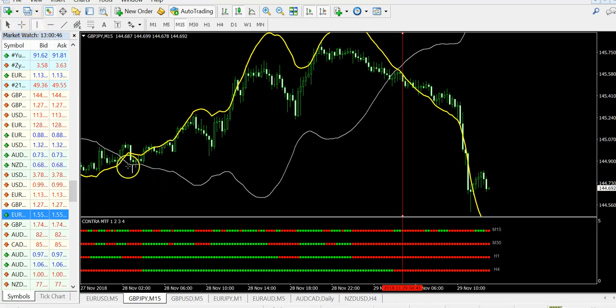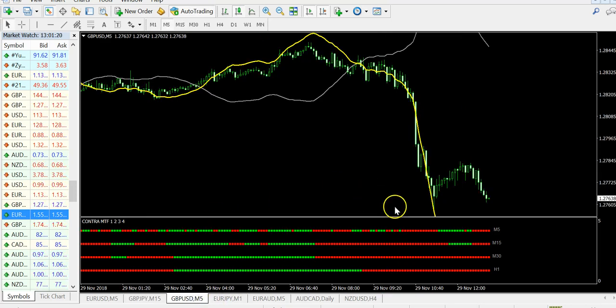You see, this yellow line crossed, but we do not have all green here. Now we have all red, so we are waiting for this moment. I think here, yes, the yellow line crossed the silver line, and it's over the silver, and we need 4 greens. Yes, we get 4 greens and we can take a trade. So that is how we use it.